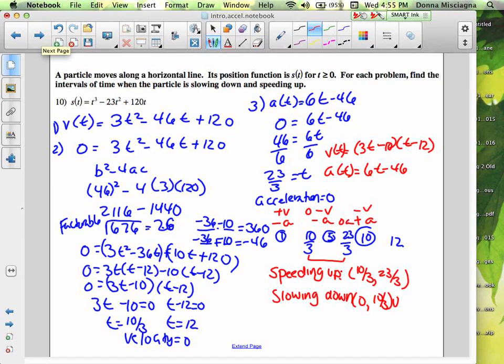I'll just put a 0. Doesn't matter who. And so we need to plug in a value greater than 12. Let's just choose 15. Okay? So I'll use 15 here.